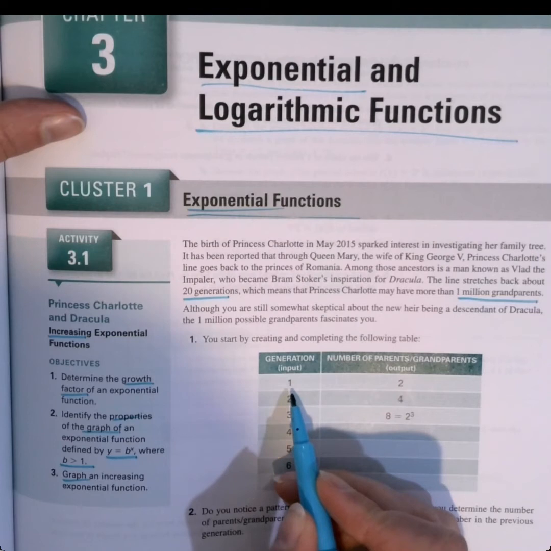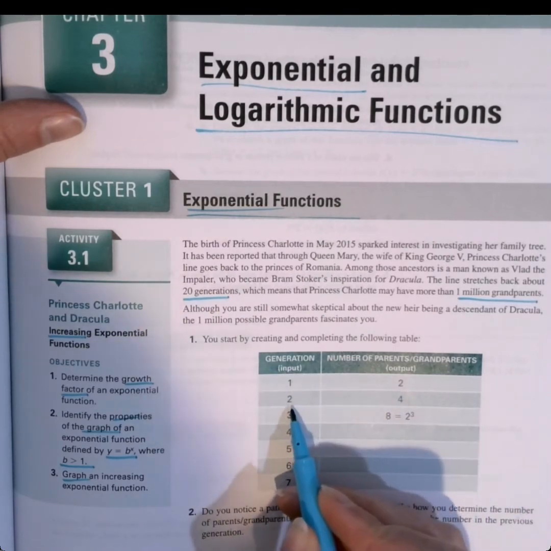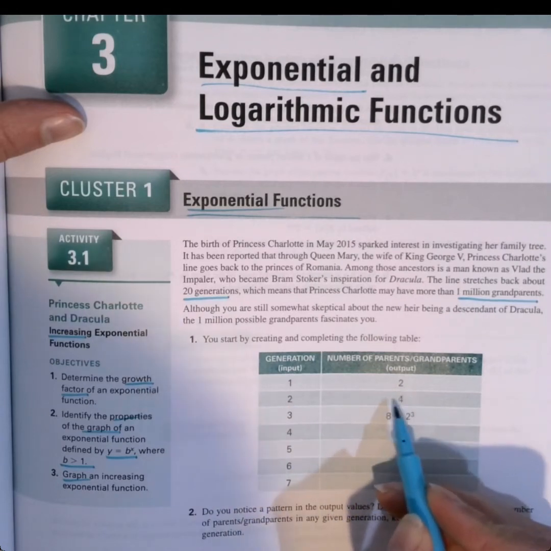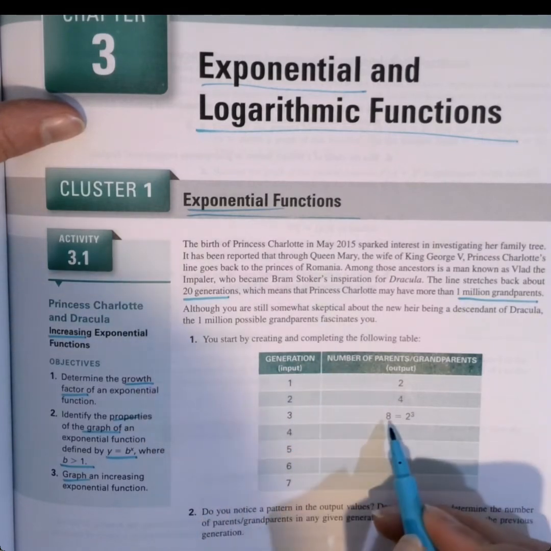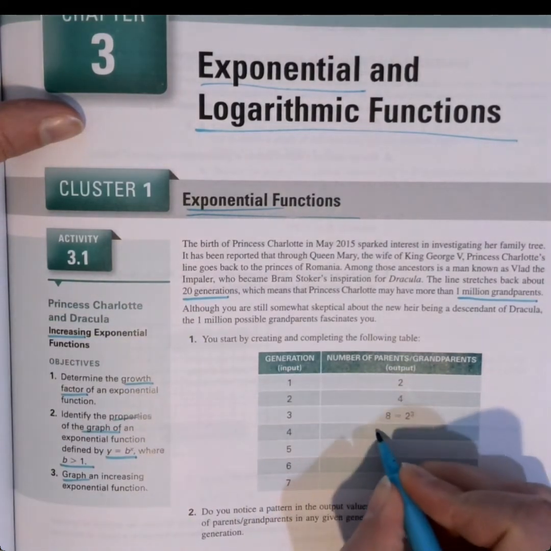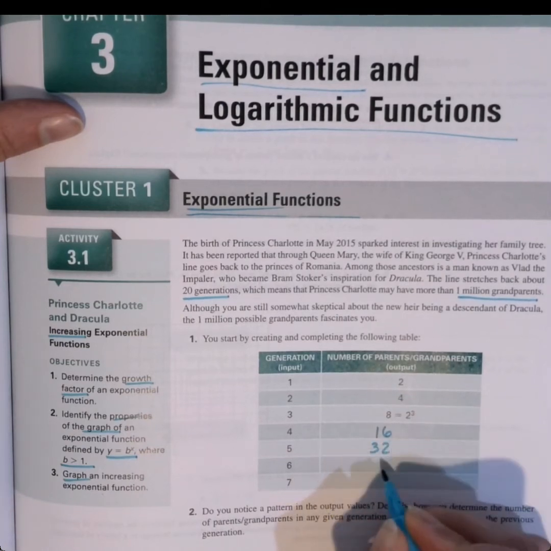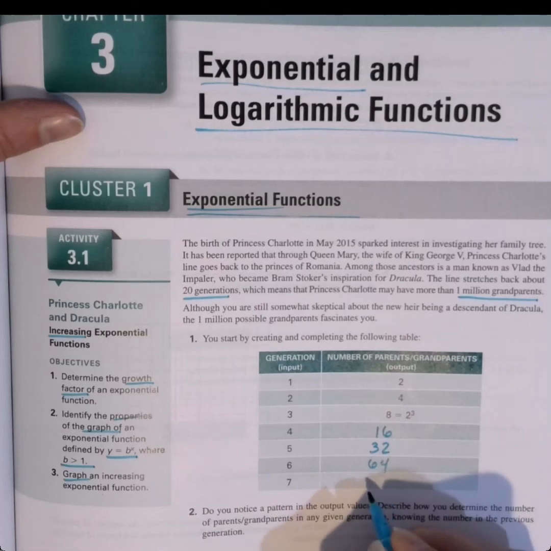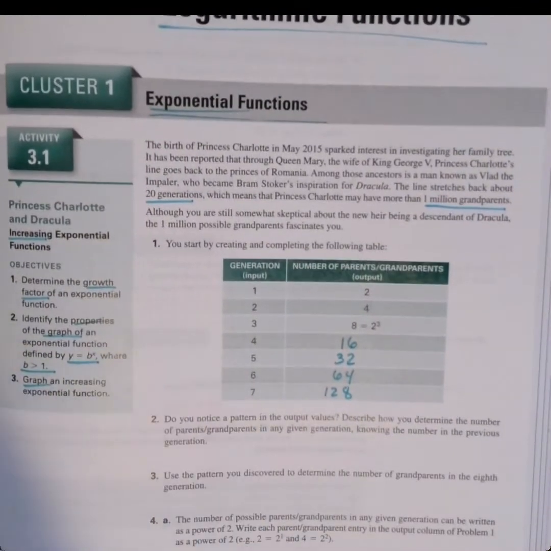So in one generation back, you've got 2 parents, 2 biological parents. And then 2 generations back, each of those has 2 more, so it's a total of 4 grandparents. And 3 generations back, each of those 4 grandparents has 2 parents. So you have 4 times 2 is 8, or 2 to the third. And so I can continue this with 16, 32, 64, and 128.